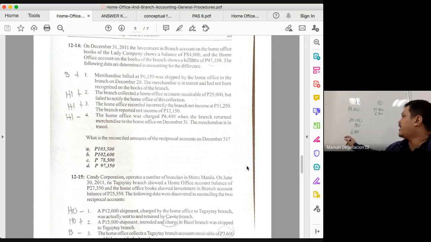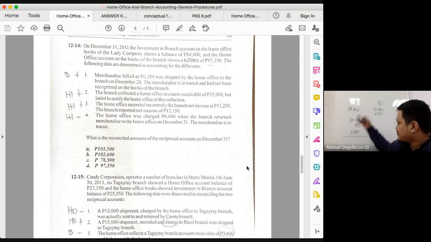Okay, and we have already accounted for all the missing transactions or the erroneous transactions. We can already compute for the reciprocal accounts. You help me here. 97,350 plus 6,150. This would give you 103,500. What if the question was how much is the balance of the investment in branch? Will we be able to say that it is 103,500? Yes, because supposedly the adjusted balance of one would also be the adjusted balance of the other reciprocal account.